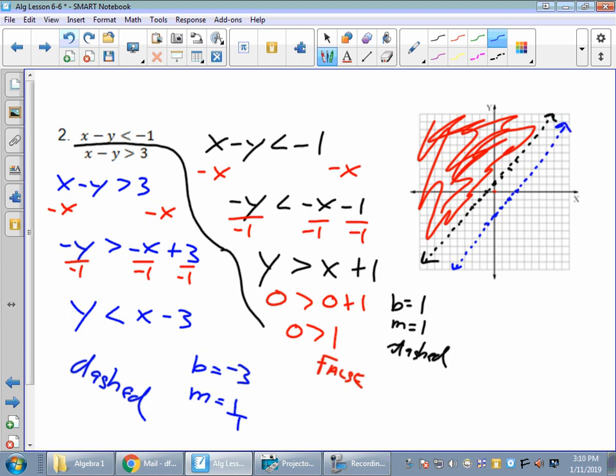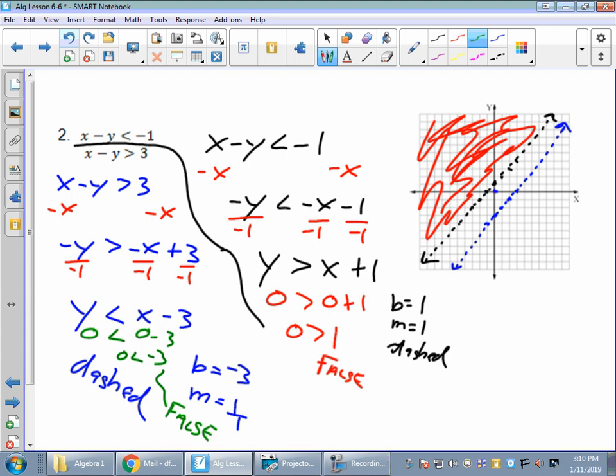Okay, and so now I'm going to use that test point. I can use 0, 0 because 0, 0 is not on the line, so I can use 0, 0 as my test point. So when I do that, I'm going to plug it in down here. 0 is less than 0 minus 3. 0 is less than minus 3. Is that true? No, that is false. 0 is actually greater than minus 3.